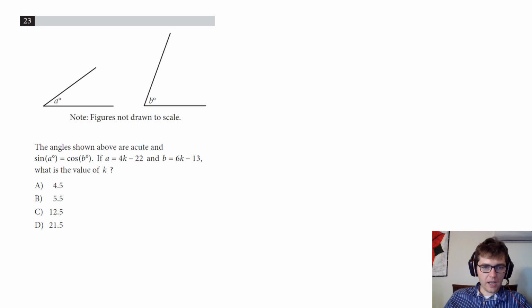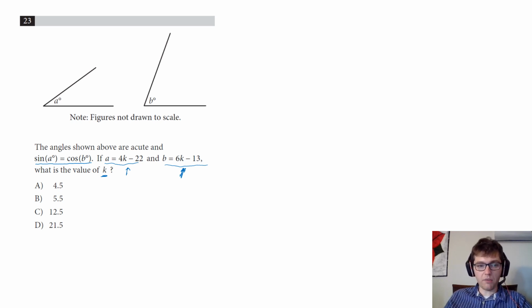Problem 23. The angles shown above are acute and sine of A is equal to cosine of B. If A is equal to 4k minus 22 and B is equal to 6k minus 13, what is the value of k? So they're looking for you to solve for k in these equations. It will be a system of equations, but you don't quite have enough information yet. Obviously, to get that information, you have to use what's given in this first sentence.